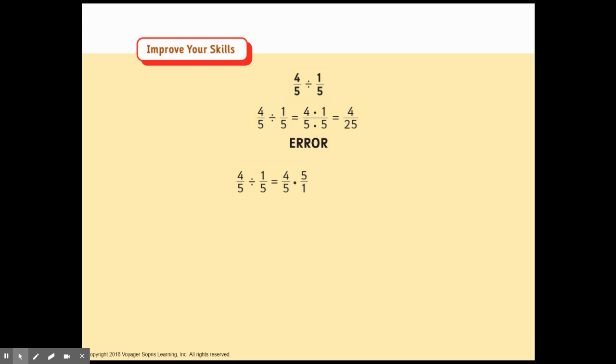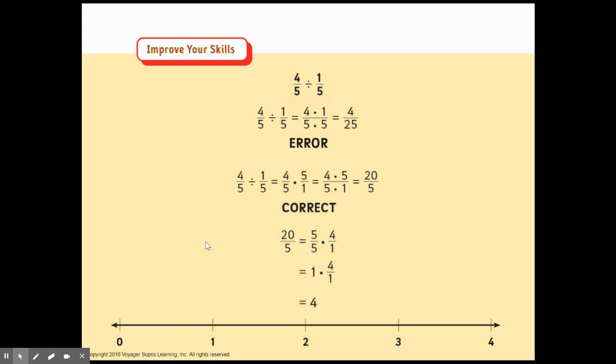When we invert the second fraction and multiply straight across, this gives us a product of 20 over 5. This is the correct answer. Now we can simplify. We pull out 5 of GCF and then change 5/5 into 1. Now we have 1 times 4 over 1, or 4. The answer 4 tells us that there are 4 groups of 1/5 in 4 out of 5.